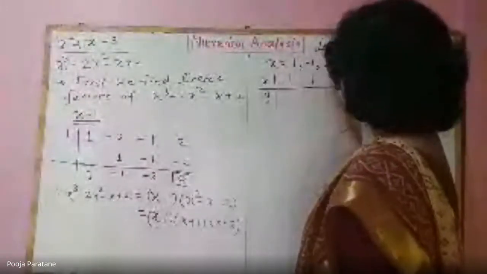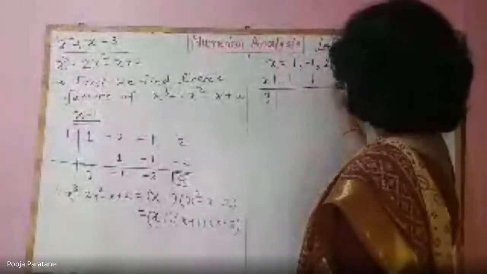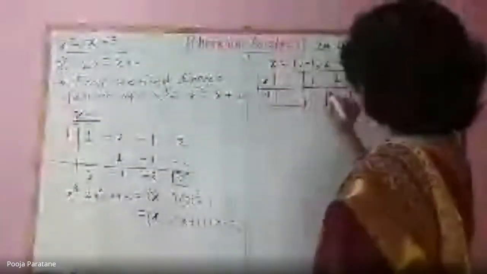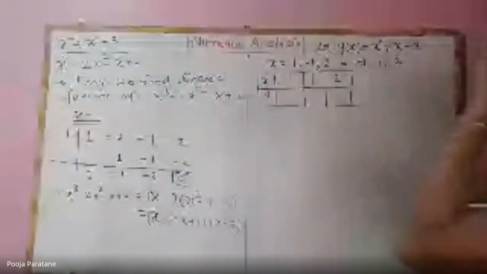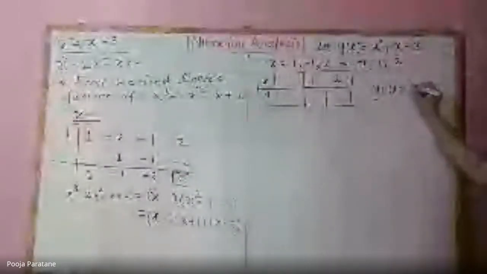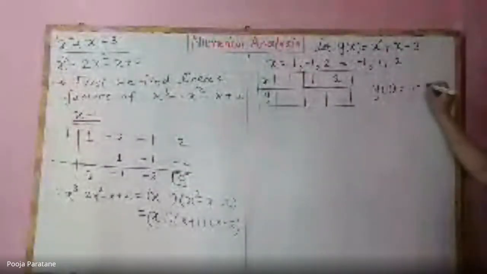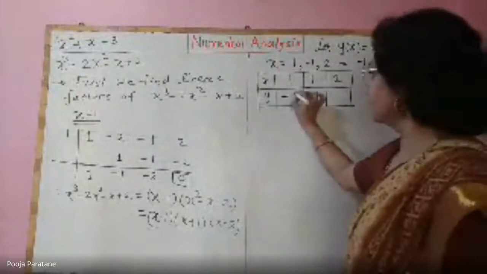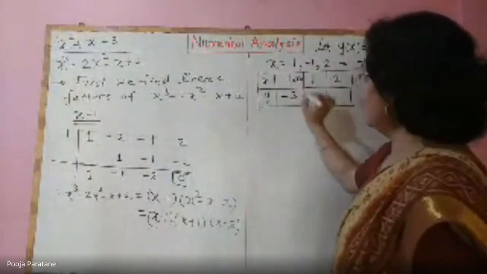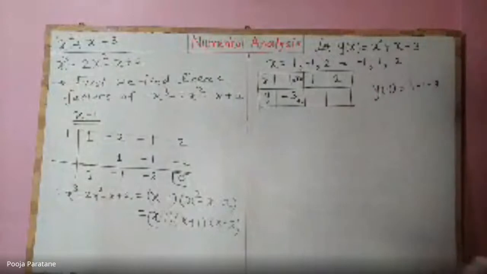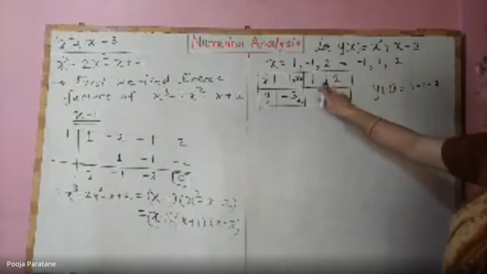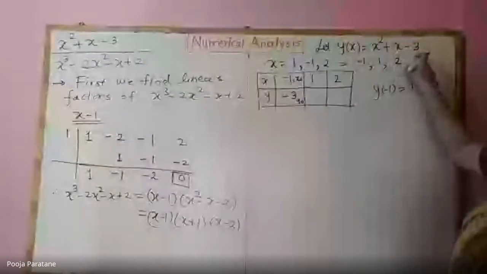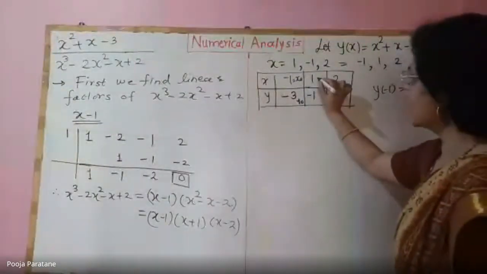Here, it is minus 1, 1. And now find the corresponding value of y. This is equal to minus 1. What is y of minus 1? Here, we are using this. So, it is 1, minus 1 square is 1. Then x is minus 1, minus 3. So, it is minus 3 here. So this is my x0 now, and this is y0. Then next, we put x equals to 1. So 1 plus 1 minus 3. That is 2 minus 3, which is minus 1.